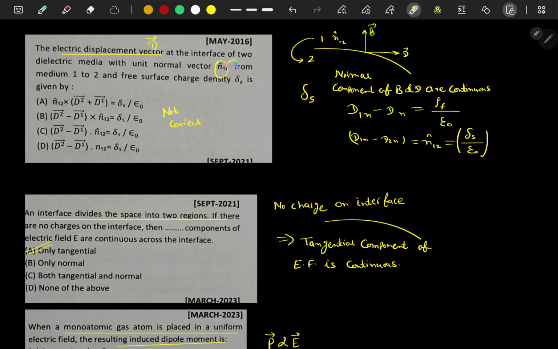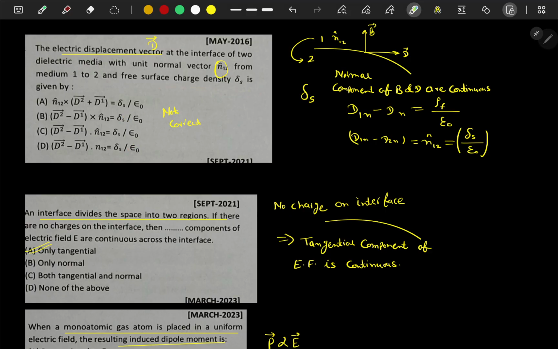In the boundary condition, the interface is of dielectric media, this is a dielectric media, right. The normal component of B and D are continuous, we know that. So charge density and how we can define it, d1n minus d2n equal to rho f upon epsilon naught. So d1n minus d2n, the normal component of the D displacement vector, will be del s upon epsilon naught, because here the given surface charge density is delta s.